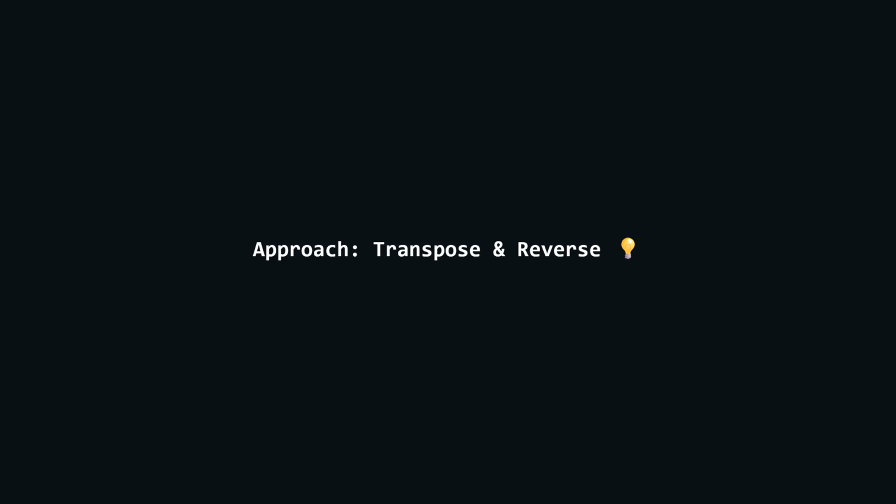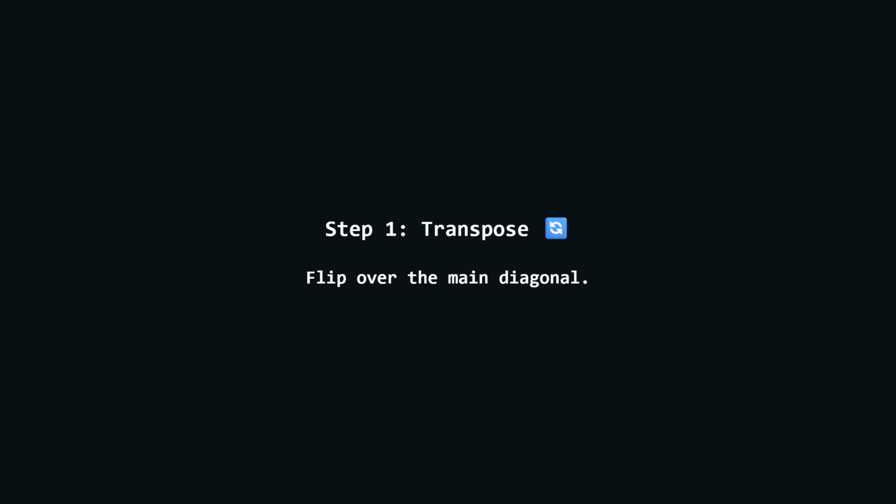Trying to move 4 corners at once can get really messy with the math. Instead, there's a beautiful 2-step mathematical trick we can use called transpose and reverse. Step 1 is to transpose the matrix. That's just a fancy math word for flipping the grid diagonally. We imagine a line drawn from the top left corner straight down to the bottom right corner, and we mirror everything across that line.